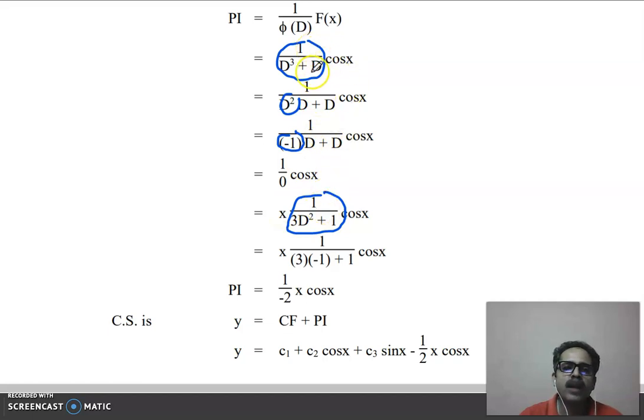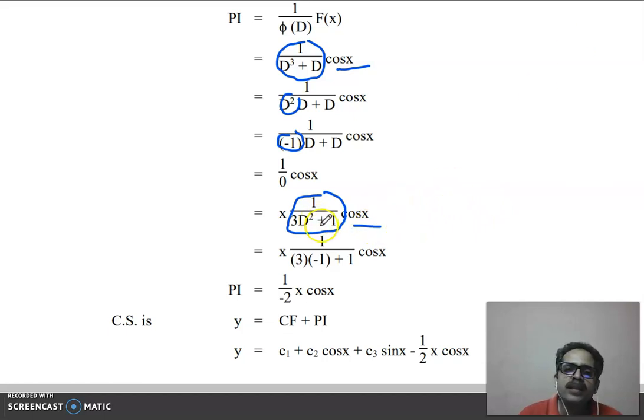And how to write that? You have to change denominator by its derivative. Here denominator is D cube plus D, so its derivative is 3D square plus 1, and you have to retain this function as it is. Now x is here, we have a new operator, and this new operator acts on cos x. Cos x has same type, cos of ax plus b type, and a is 1, b is 0. So minus a square became minus 1, and you have to change D square by minus 1.